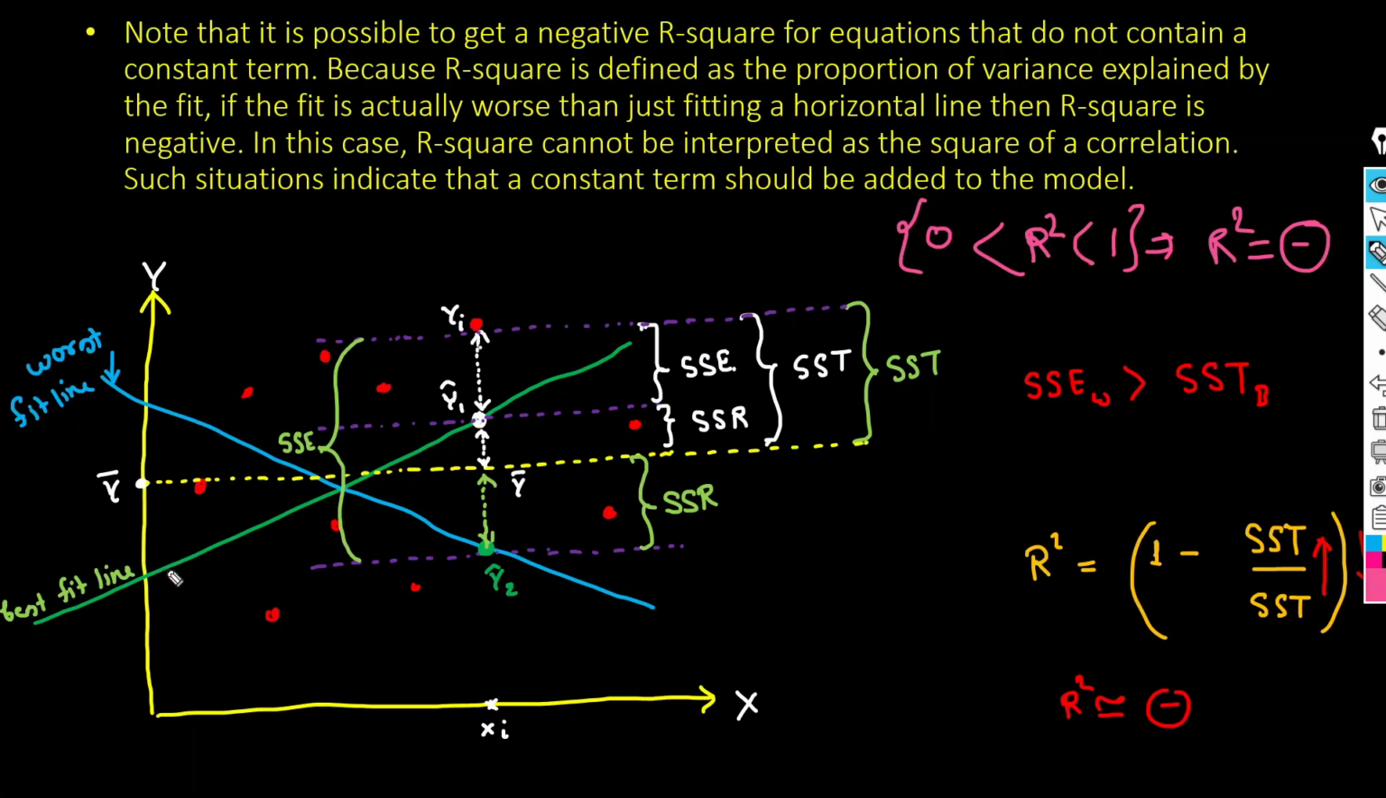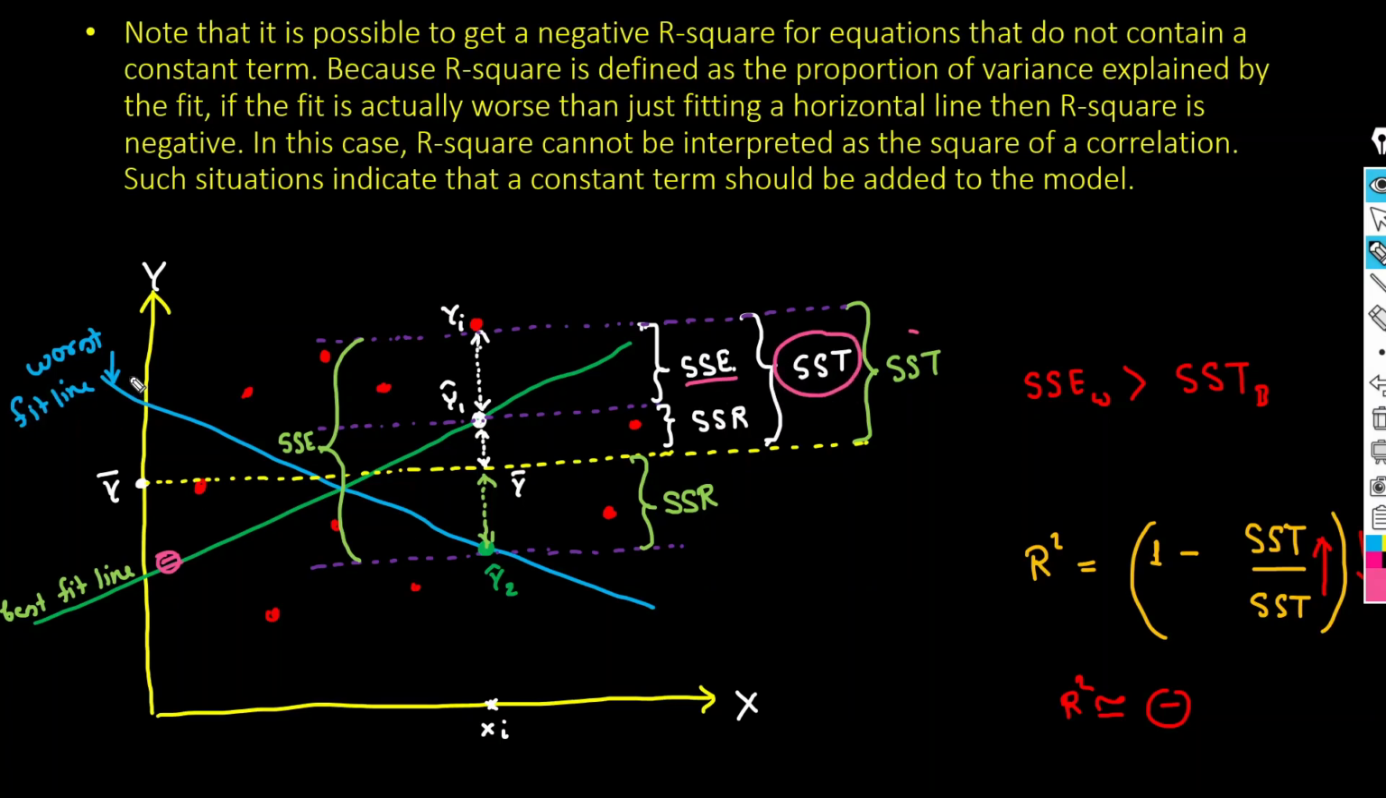If you see here, this is the best fit line we have. In that case, we will get the SSE, SSR and SST values, which we have already discussed. The difference between the actual and predicted will be your SSE, the difference between the predicted and the mean will be your SSR, and the difference between the actual and the mean value will be your SST.